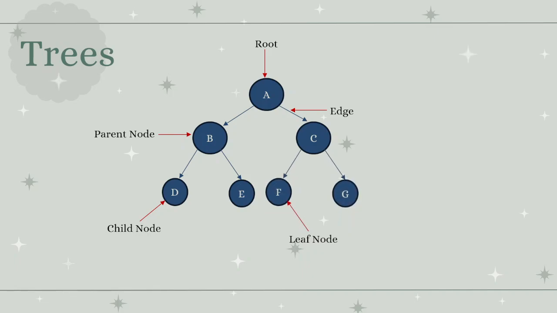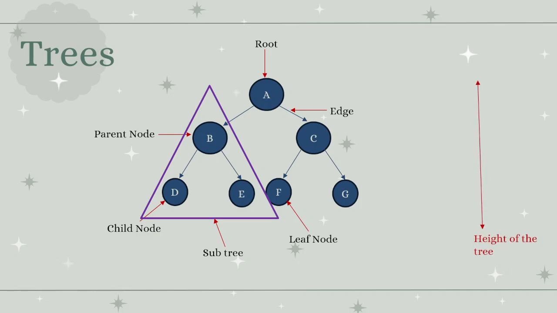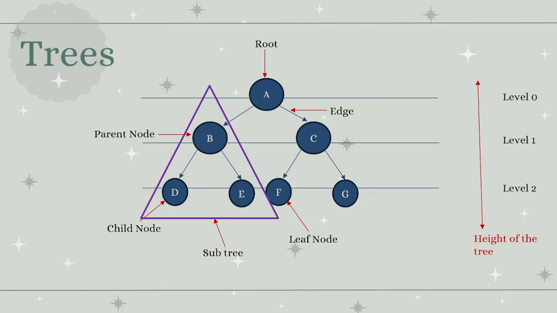Nodes without any children are called leaf nodes. They are the endpoints of a tree. A subtree is a portion of a tree that includes a parent node and all its descendants. Essentially, any node and its children can form a subtree. The height of a tree is the length of the longest path from the root node to a leaf node. It represents the maximum number of edges from the root to any leaf.